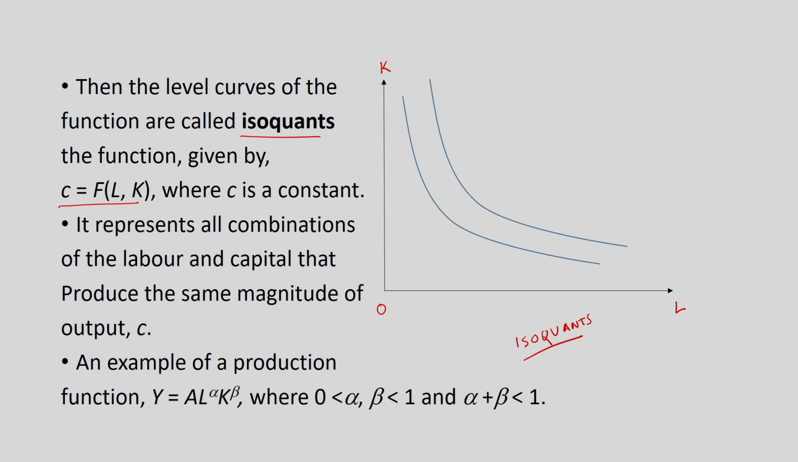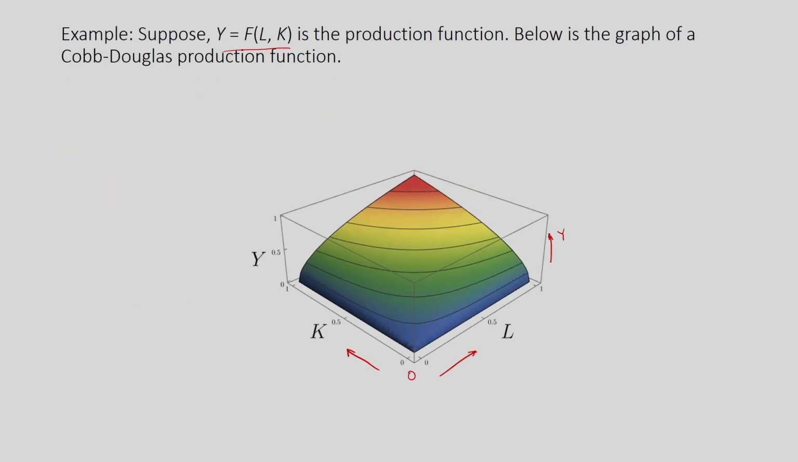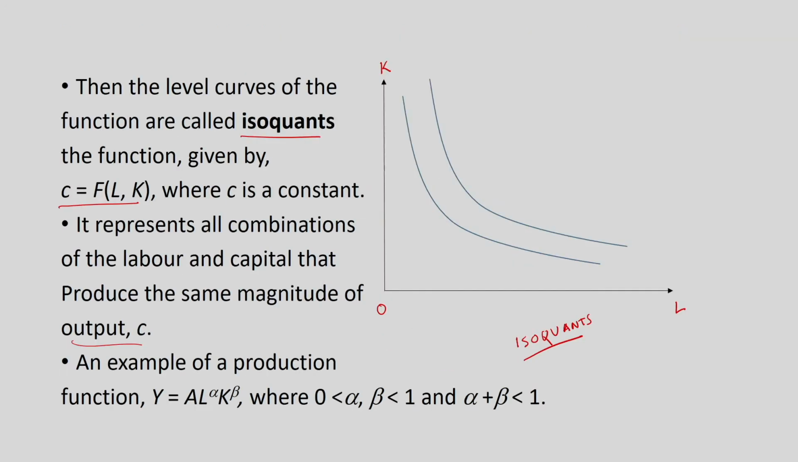It represents all combinations of labor and capital that produce the same magnitude of output c. So, that is the interpretation of this. It is not difficult to understand, because that is what we are getting here, right. So, along the level curve the output level is same, but different combinations of labor and capital are there. So, isoquants therefore represent different combinations of labor and capital which produce the same level of output.